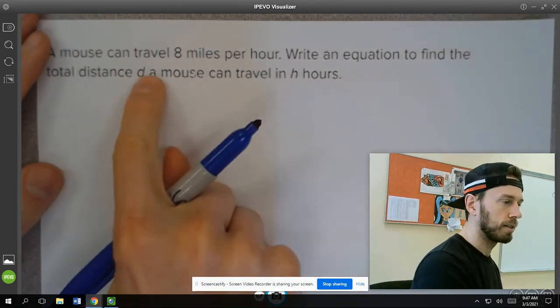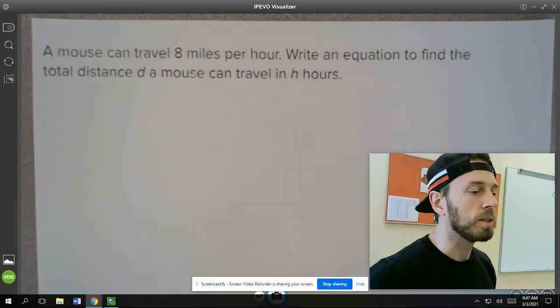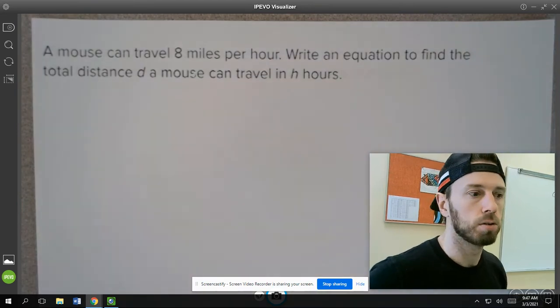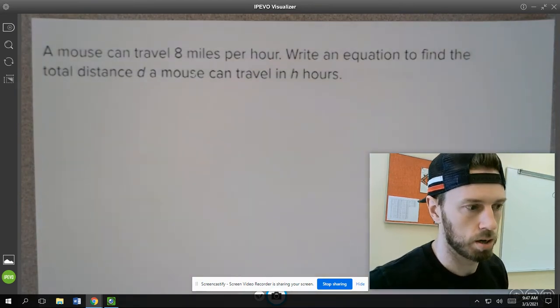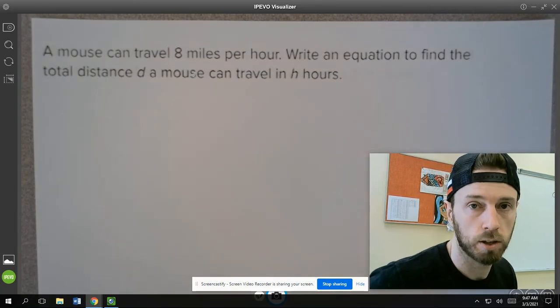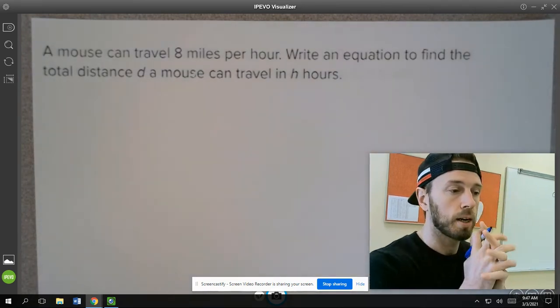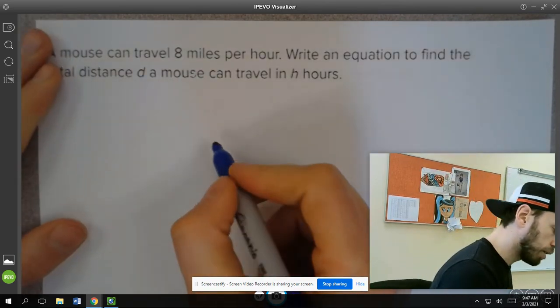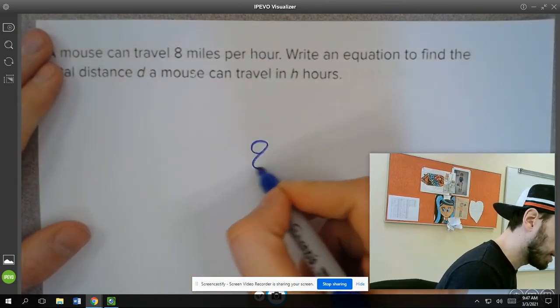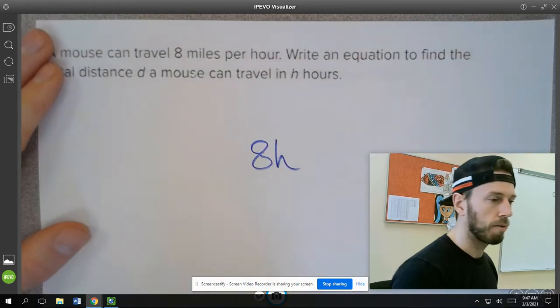So this whole problem is based not on how far the mouse goes, but on how many hours the mouse is going to be moving. And that's what the input is. That's what's going to be combined with this 8 here. So the mouse's distance is based on 8 times the number of hours it goes.